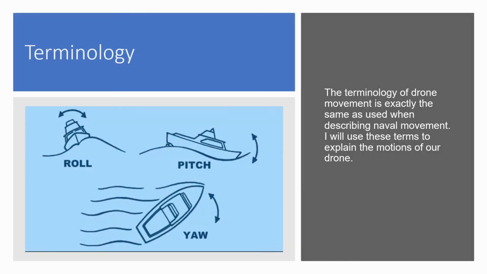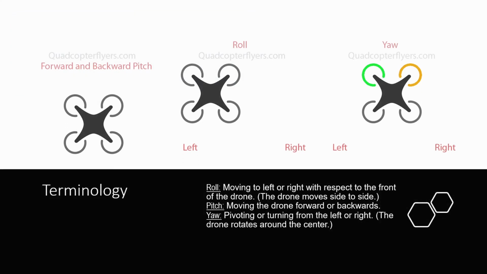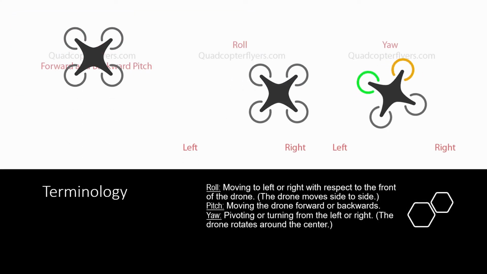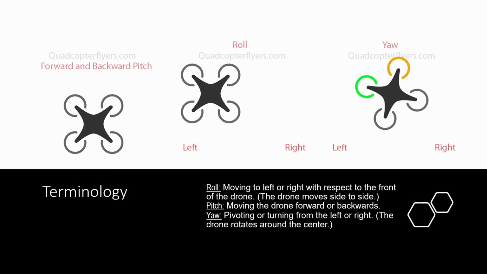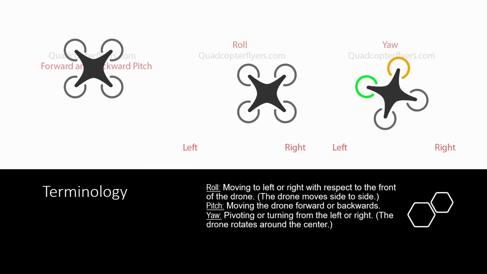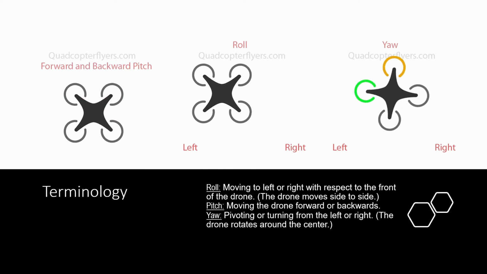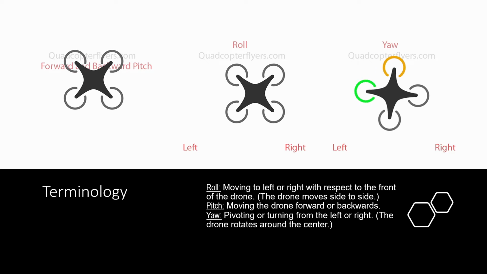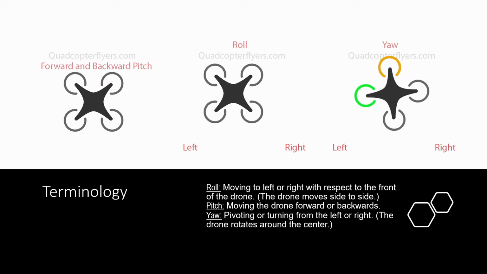Terminology. The terminology of the drone's movement is exactly the same as used when describing naval movements. I will use these terms to explain the motions of our drone. So roll means moving to the left or right with respect to the front of the drone. Pitch is moving the drone forward or backward. Yaw is pivoting or turning to the right or left.